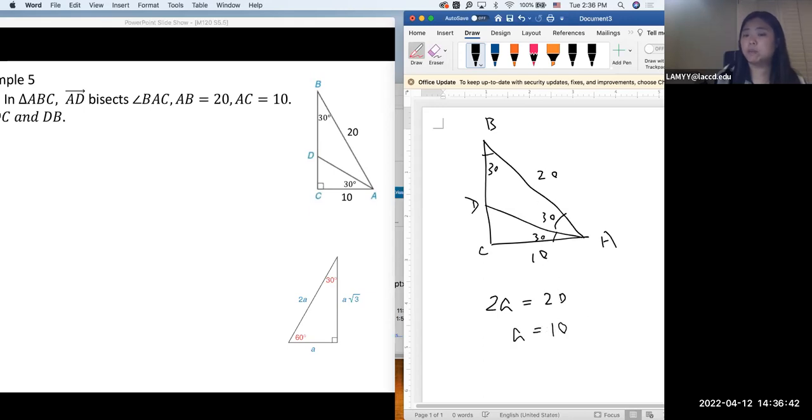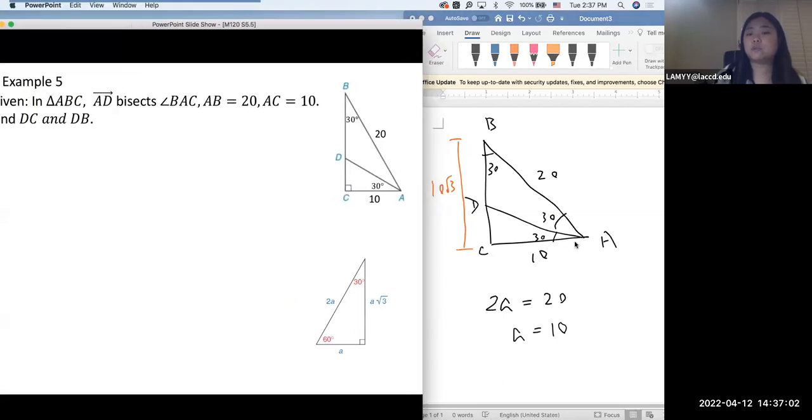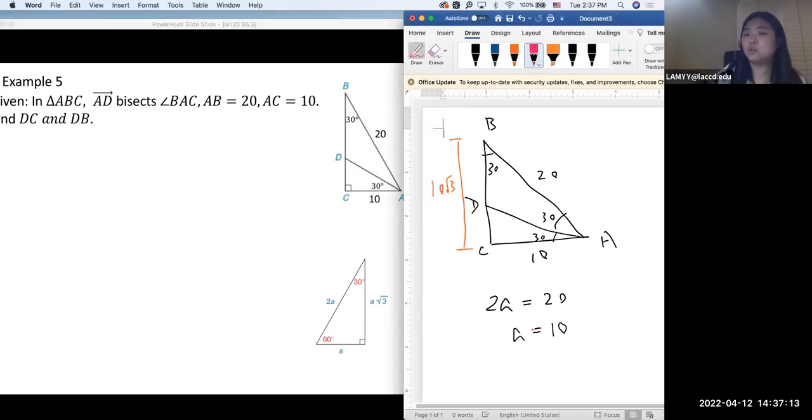Okay, this is good, but think about it. If after you figure out A equal to 10, you only can find out the side of the BC, the whole length here. That will be 10 square root 3, right? But we are not looking for the BC. What are we looking for? We want to find the DC and the DB. So after I figure out A equal to 10 and I only can find BC equal to 10 square root 3, I don't want this to happen. So forget about this triangle. I want you guys to look at the small triangle here, the ACD.